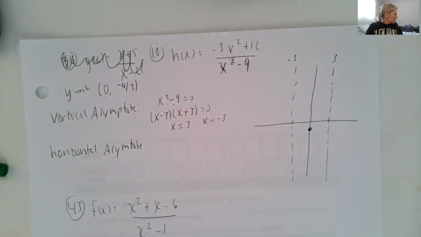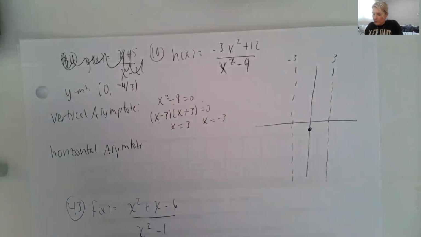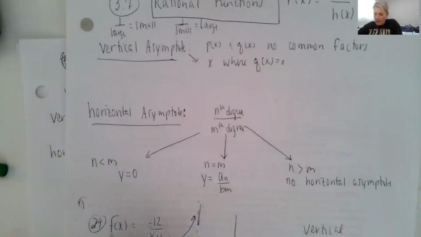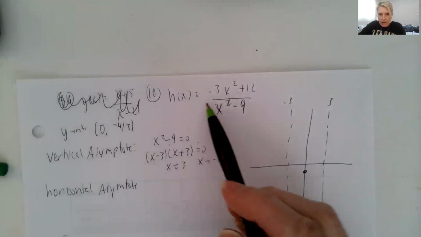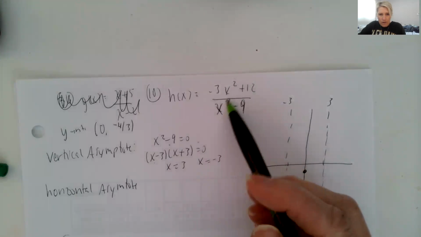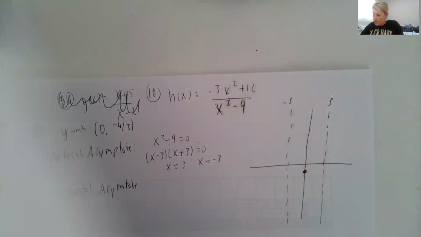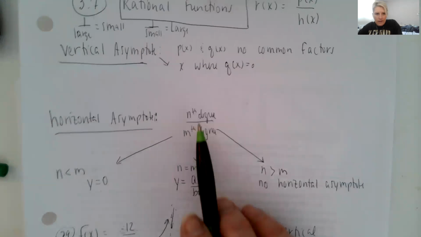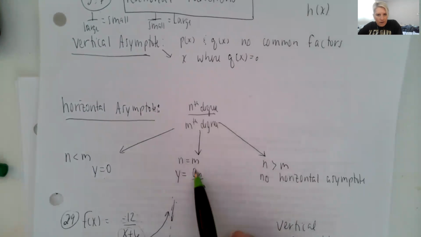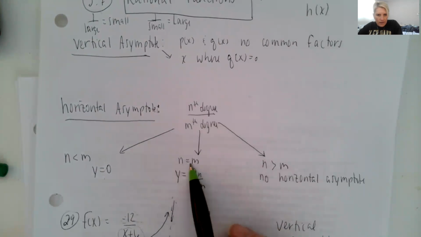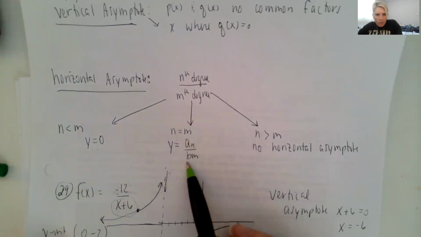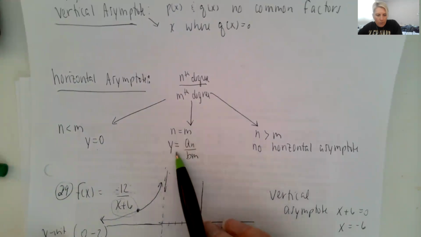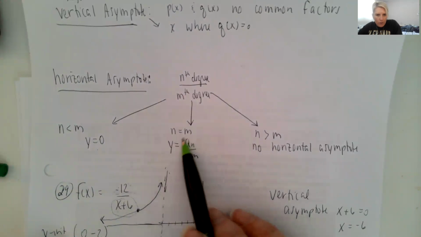So let's go back to our rules. The one that we learned so far is when the numerator degree is less than the denominator degree. So let's look at our function. They're equal. They're both a degree of 2. So that's our second option. Our second option is when the degrees are the same, which means their coefficients. There's a horizontal asymptote when y equals the ratio of their coefficients.